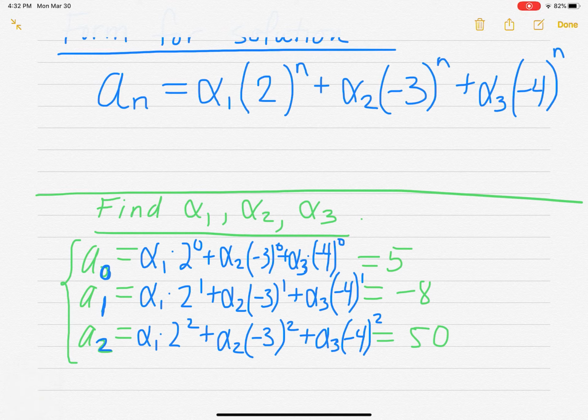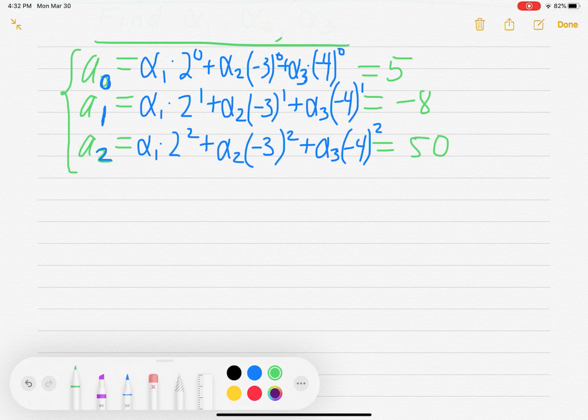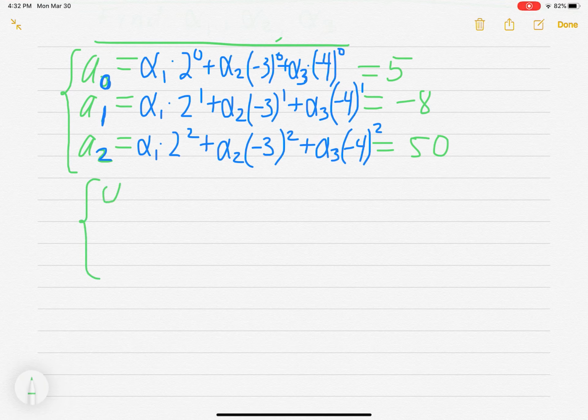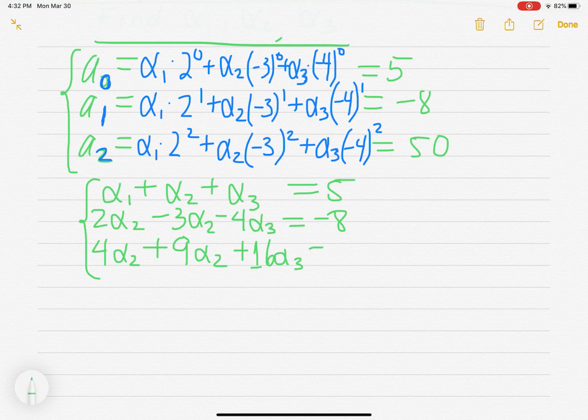So you're going to come up with 3 equations and 3 variables. Let's see if we can write these out nicely. Alpha 1 plus alpha 2 plus alpha 3 equals 5. First equation. Second equation is going to be 2 alpha 1 minus 3 alpha 2 minus 4 alpha 3 equals negative 8. And the last equation is going to be 4 alpha 1 plus 9 alpha 2 plus 16 alpha 3 equals 50.